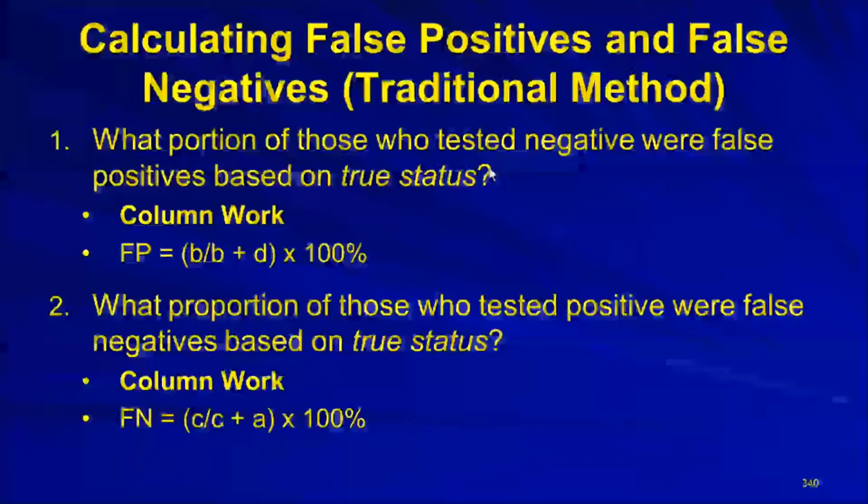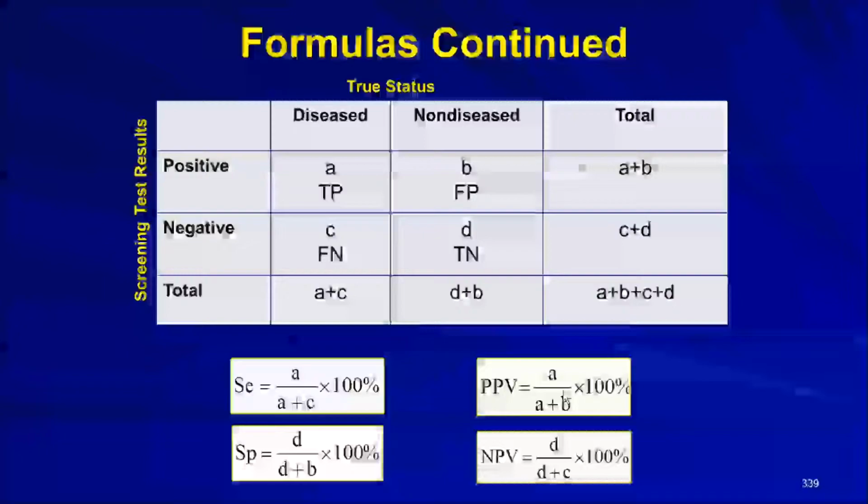When we look at the traditional method, it has to do with column work. If you go back and look at the table, essentially we're focusing on every cell. For the false positive, we look at B over B plus D, which we would reverse to make it a proportion, times 100%. If we're looking at a false negative, and it's column work, it's C over C plus A times 100%.